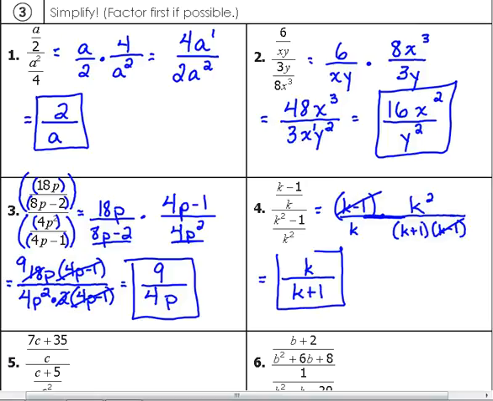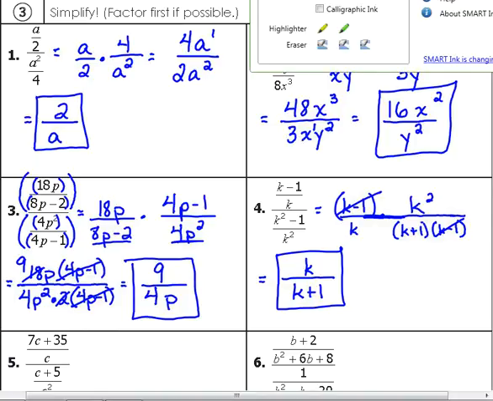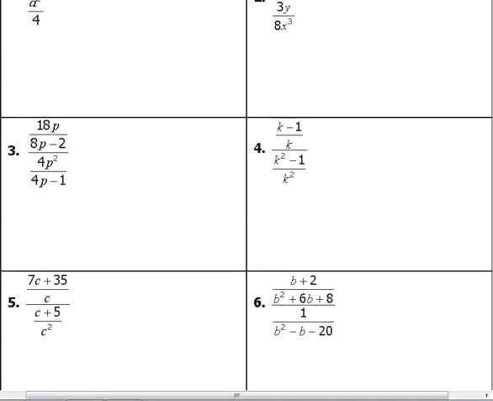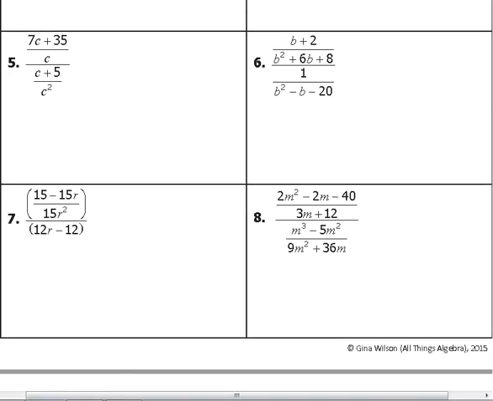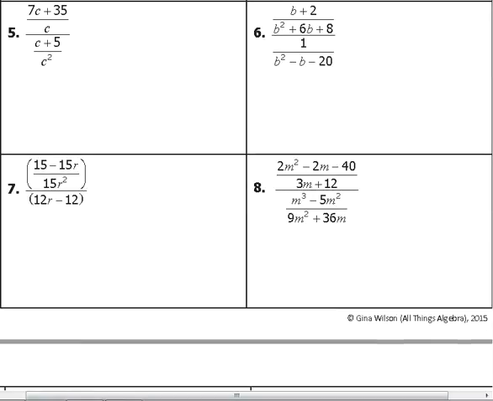Now don't forget, we are not allowed to cancel those k's right there, because k and k plus 1 are different expressions in this case. So we're not allowed to cancel those k's. That's all we can do. Okay, let's do a few more to make sure we've got this, and then I'm going to let y'all practice a little bit. Let's look at number 5.